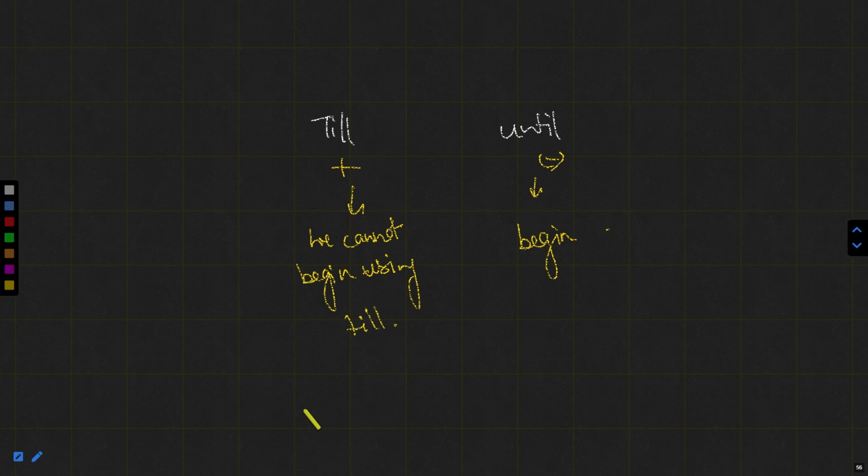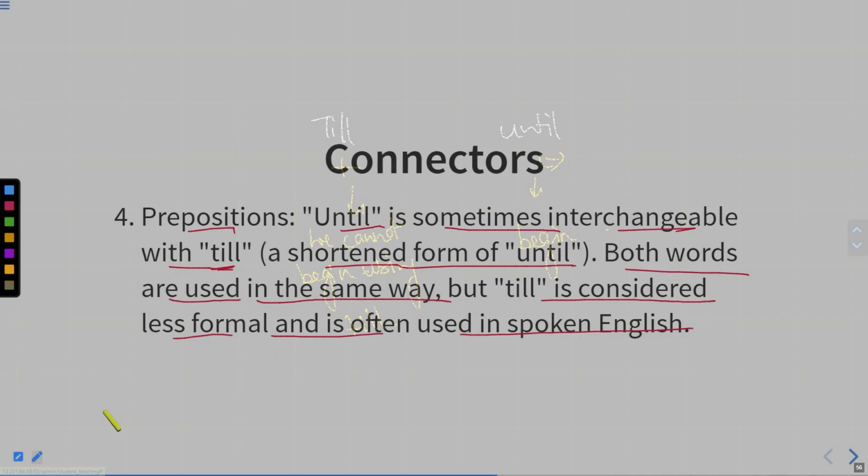Otherwise both can be used interchangeably, both can be substituted, but we cannot begin the sentence using till, while we can use the word until in the beginning of the sentence. So this is the basic difference between until and till.